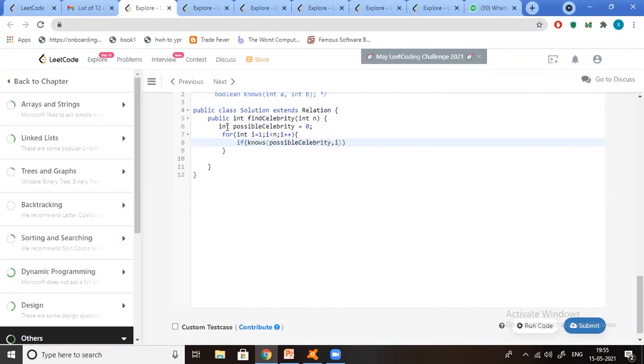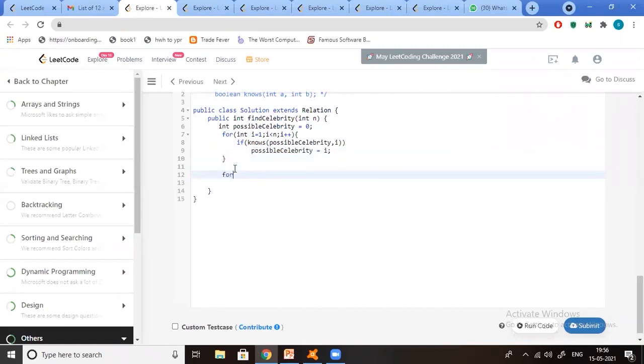knows this folk. If this is the case, then the possible celebrity becomes i, right? And this will continue. It is going to find the possible celebrity. Now my possible celebrity has come out.